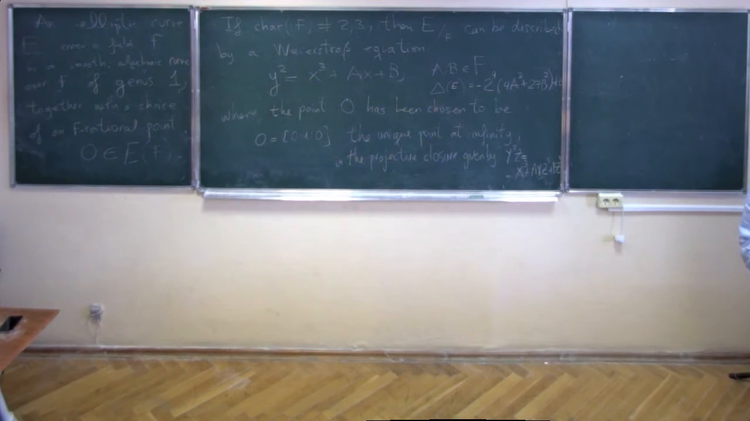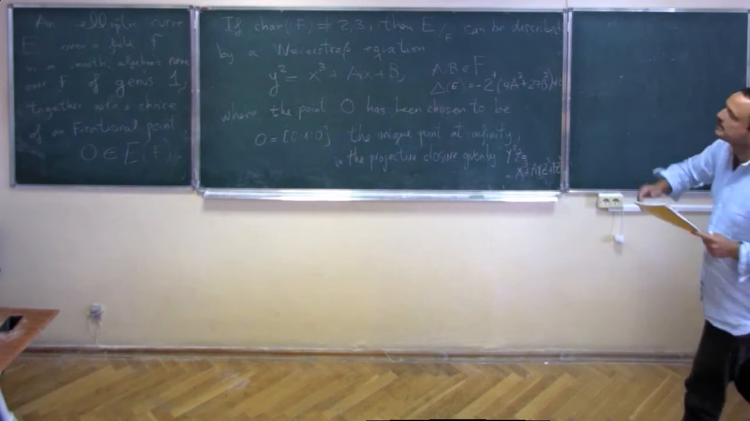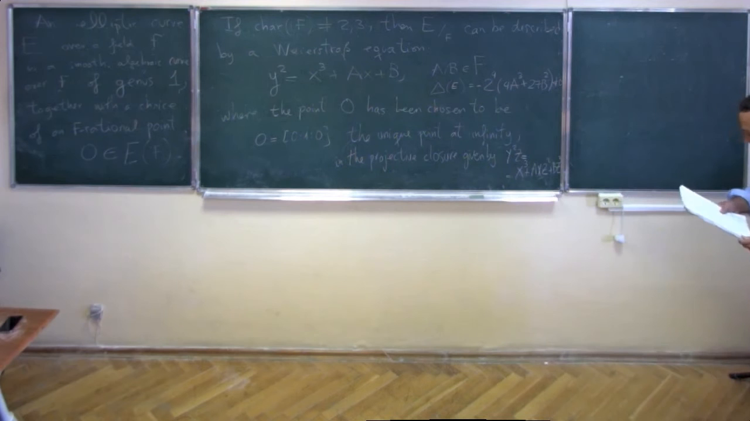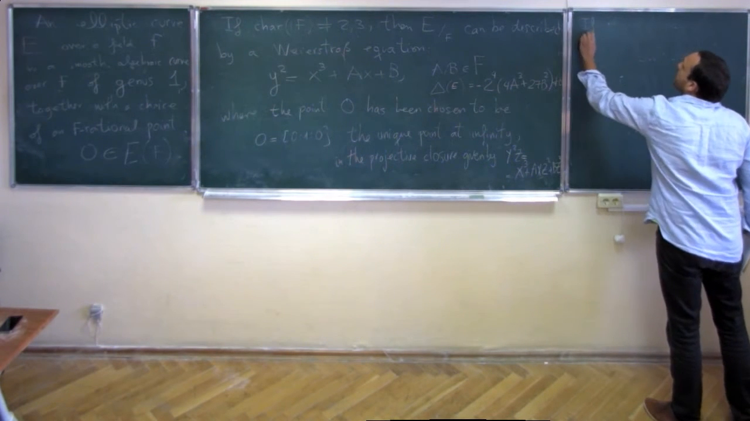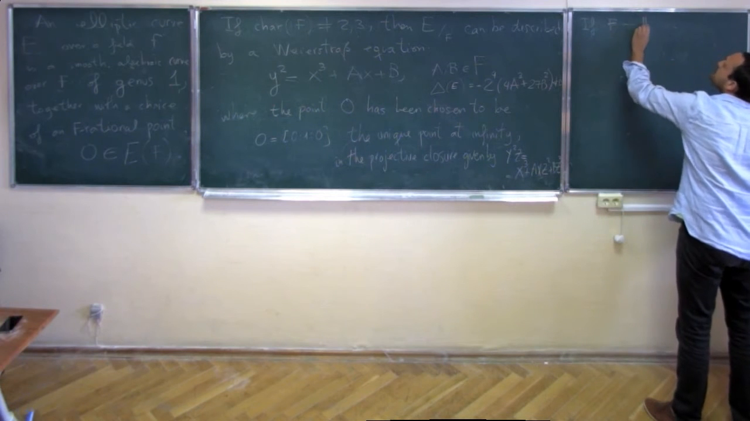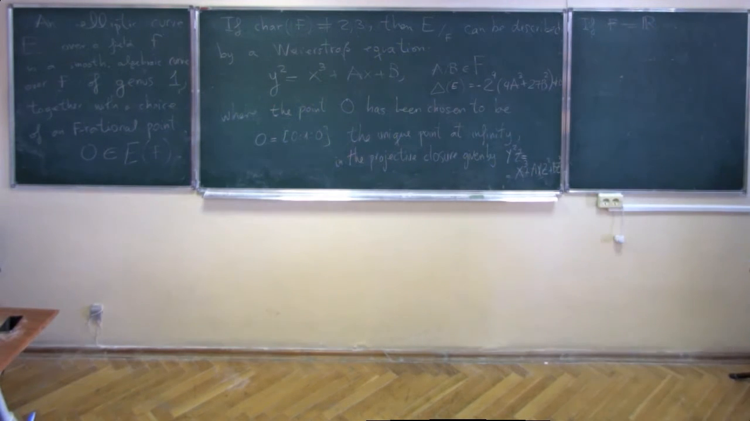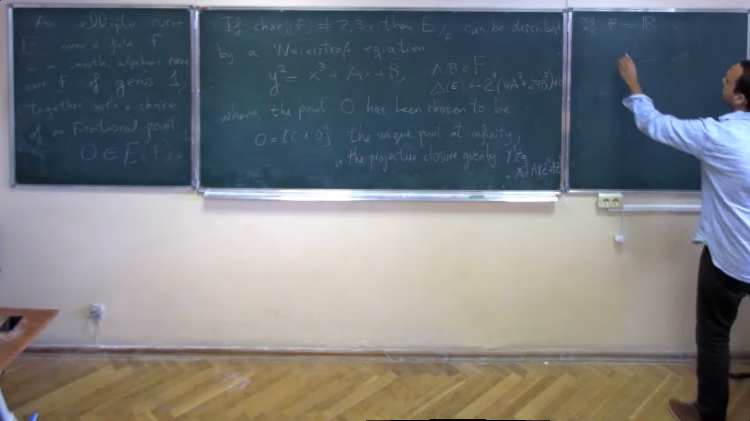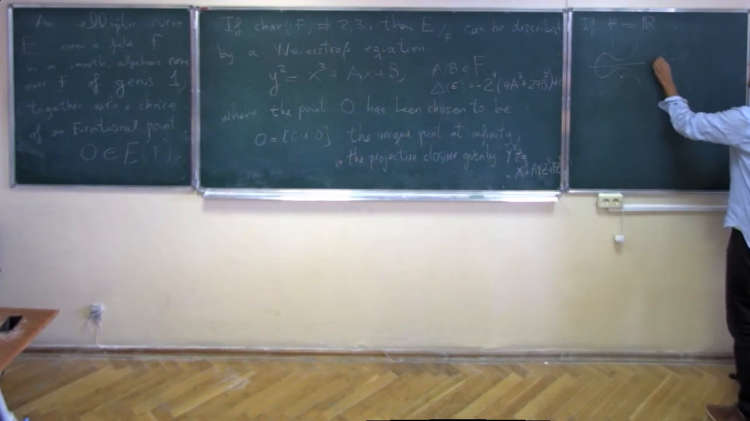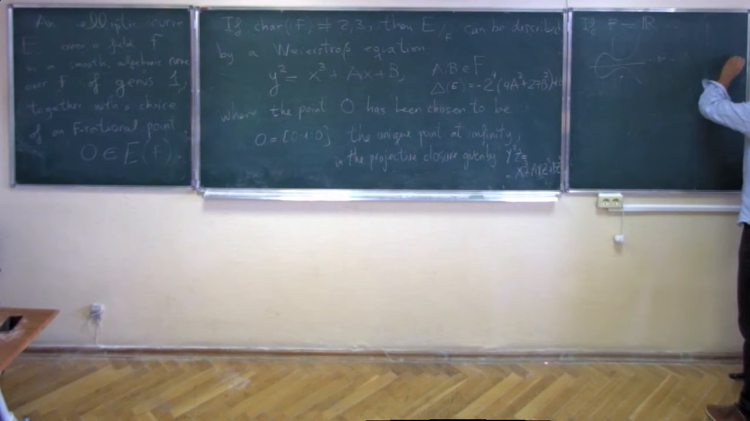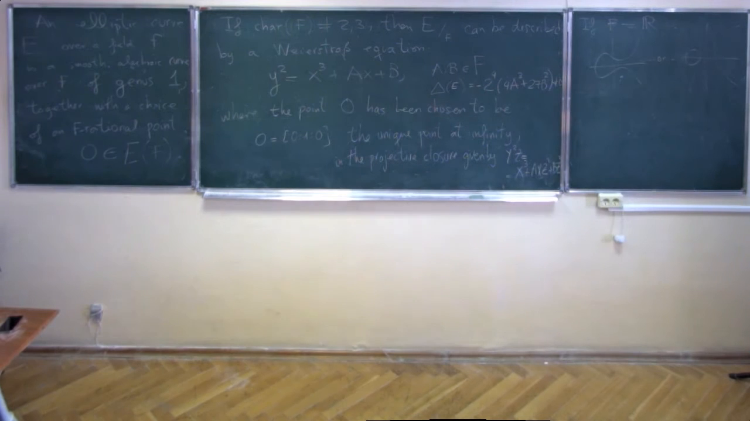Elliptic curves can be described by such simple equations. And then if, for instance, you take F to be the field of real numbers, and you plot this equation, you either have something like this, or something like this. This is the typical shape of the real locus of an elliptic curve.